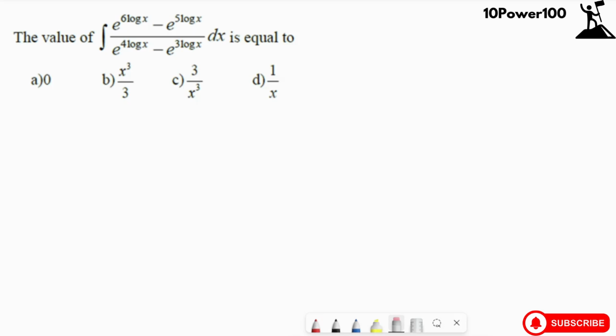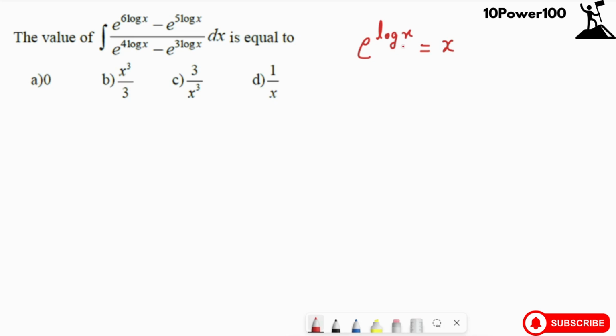Next question. The value of the integral of (e power 6 log x minus e power 5 log x) whole divided by (e power 4 log x minus e power 3 log x). To solve this, we need two logarithm properties. The first property is the exponential power e power log x. If you have e power log x like this, in that case the final result will be x. e power log x is equal to x.